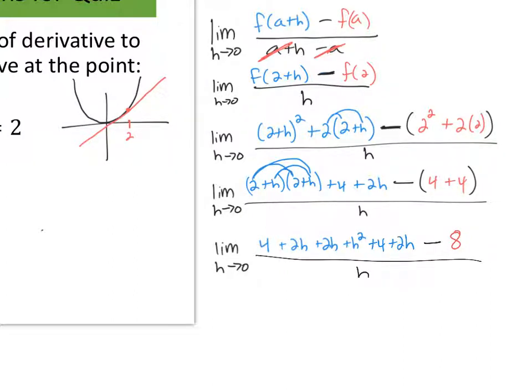This cleans up really, really nicely because things start canceling each other out. And I hope you start to see what can cancel each other out. Let's simplify it first before I do that. So it's the limit as h approaches 0 of 4, I got 4 and 4, so that's 8. I got 2h, 4h, I got 6h plus h squared minus 8, all over h. And 8 and negative 8 cancel out.